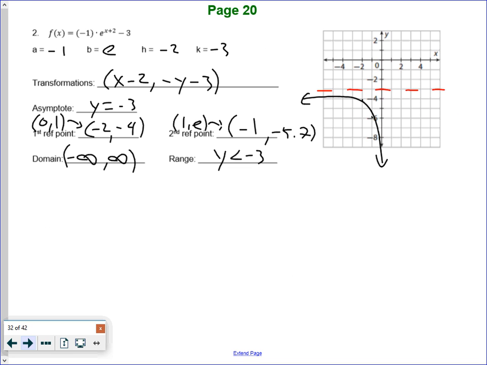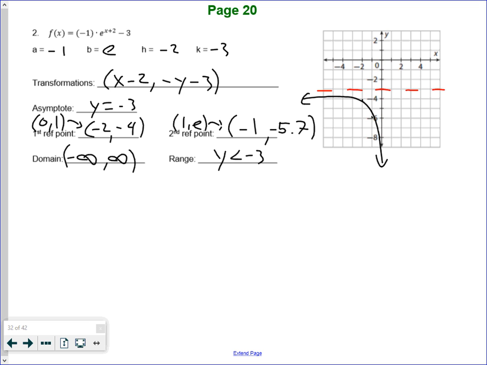So this is what you should have gotten for number 2. This is negative 5.7. So your transformation rule should have been x minus 2 and negative y minus 3. Your a is negative 1. Your b is e. Your h is negative 2. Your k is negative 3. Your asymptote is y equals k, so y equals negative 3.